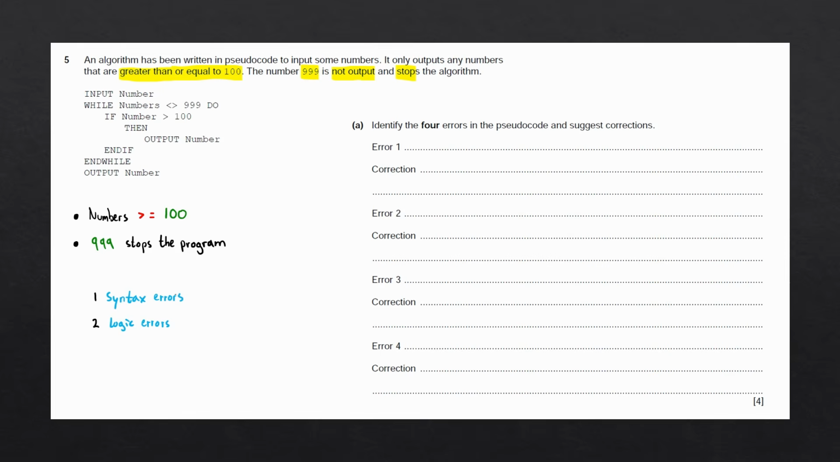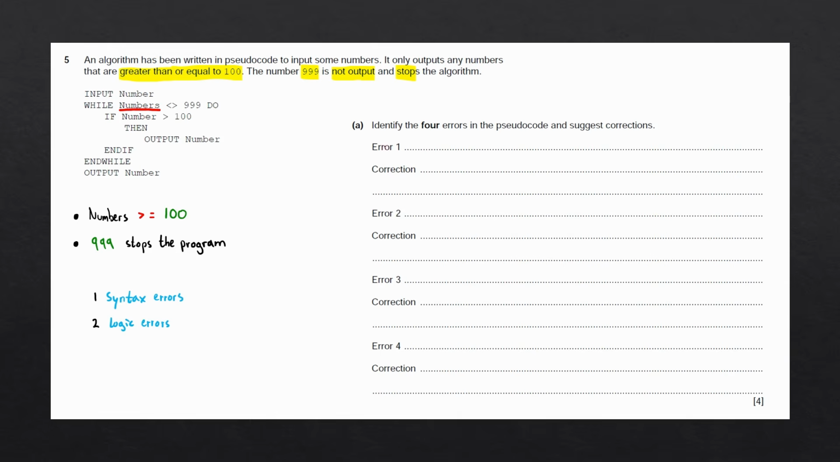So let's start off by looking for any syntax errors. These are quite easy to find, since they violate the rules of the syntax of pseudocode. The first syntax error we can see is in this line: numbers. The numbers variable doesn't exist. You can see all the other times we've been using the number variable, so that is a syntax error we'll write as the first error.